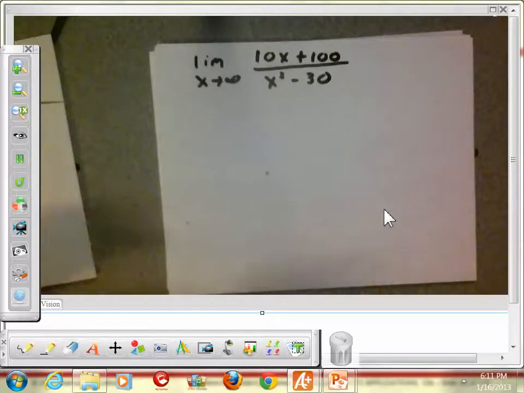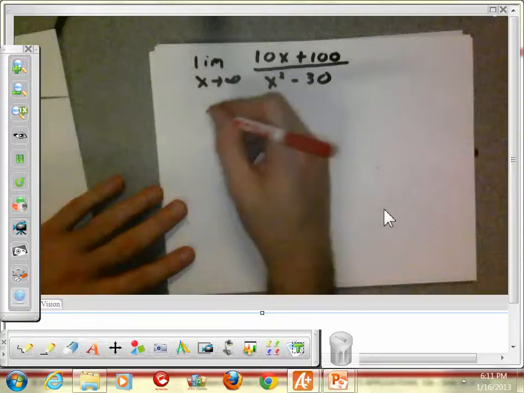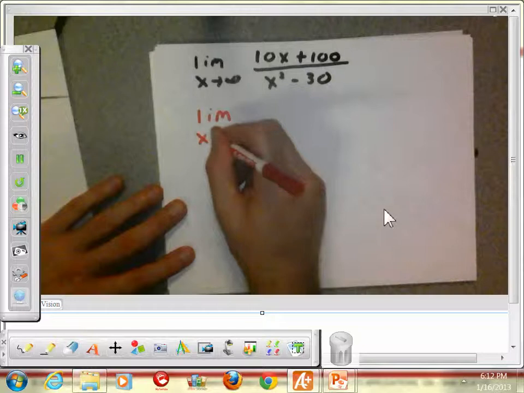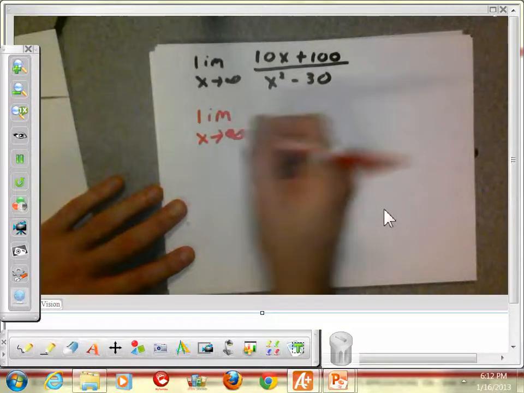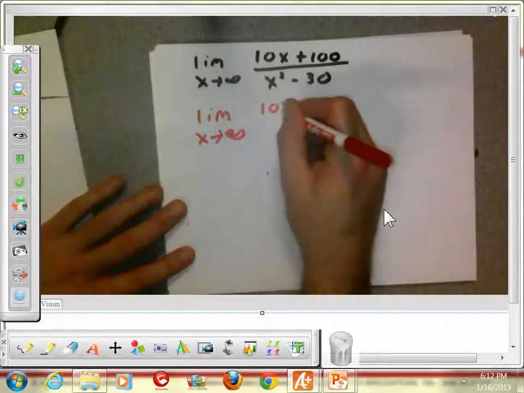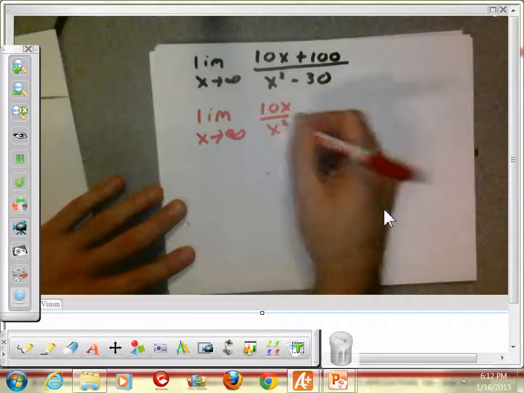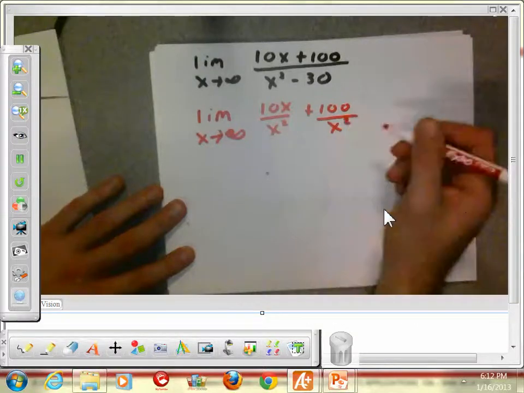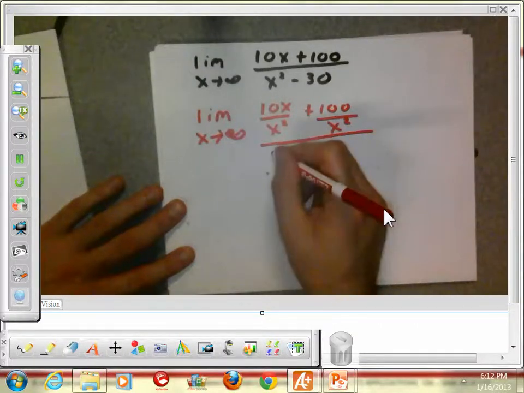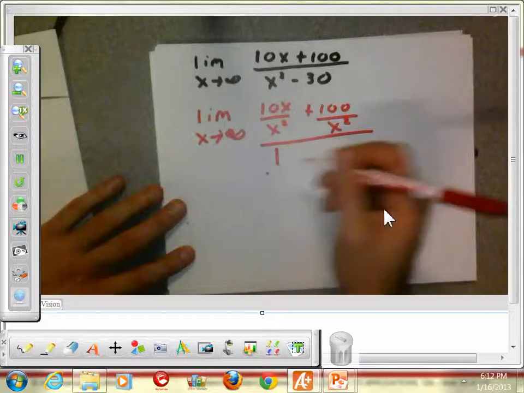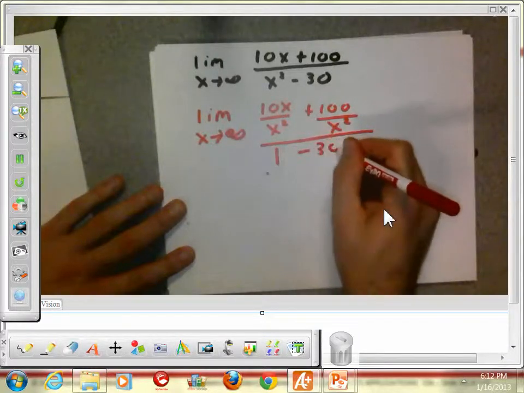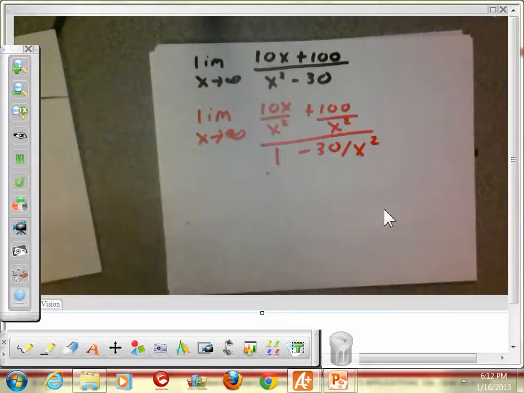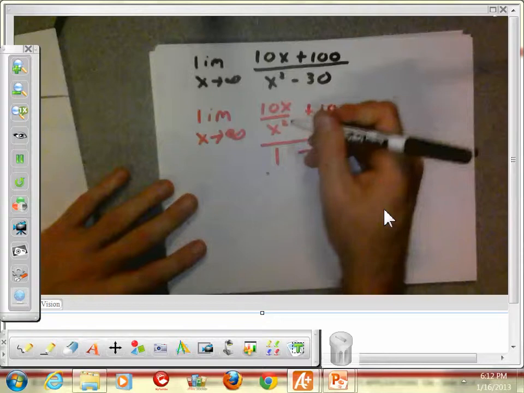So I'm going to rewrite this. As long as I divide the numerator and the denominator by the same thing, it doesn't change anything. So this is going to be the limit as x goes to infinity of 10x divided by x squared plus 100 divided by x squared, all over x squared divided by x squared, which is just 1, minus 30 divided by x squared. So I just divided every single term by x squared. Now, this x squared is going to cancel with this x, which gives 10 over x.